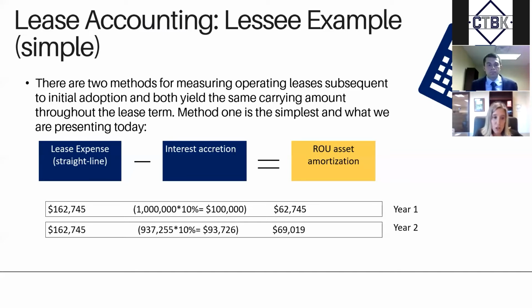When I look at year 2, again, that lease expense is straight line, so the same amount, $162,745. But now if I take that $1 million right of use asset and I subtract my first year right of use asset amortization of $62,745, I am going to have $937,255 for my lease liability. And I'll show that in a little bit more detail on the second page. So $937,255, using that same 10%, I now have interest of $93,726. And my right of use asset amortization is $69,019 for year 2.